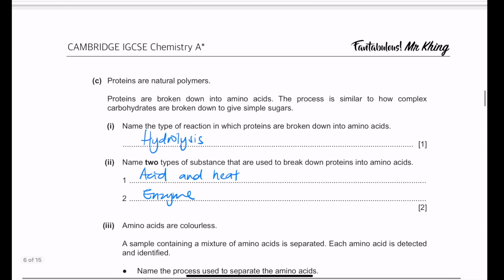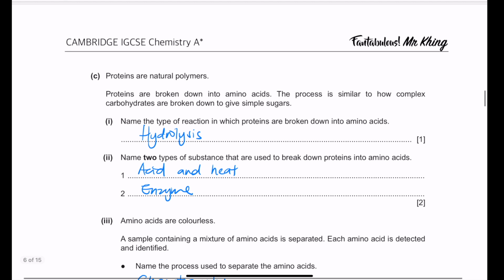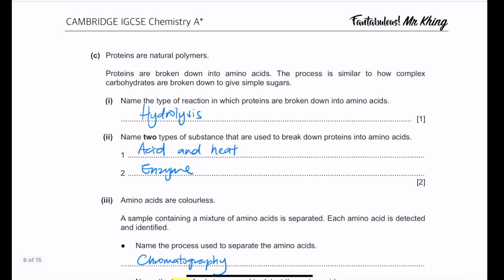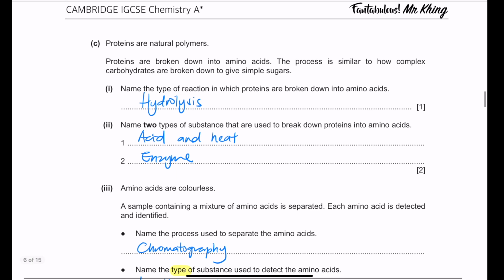Okay, what is the process that can be used to separate the amino acids? So how can we separate all the natural compounds from one another? Through chromatography. Yeah, and what is the type of substance that's used to detect the amino acids? So after you carry out chromatography, how do you identify them?